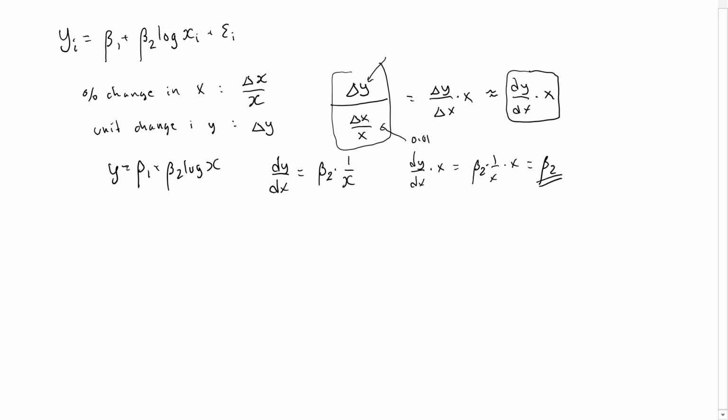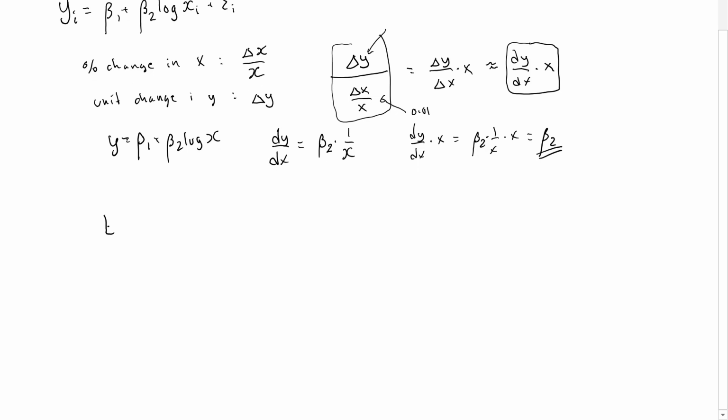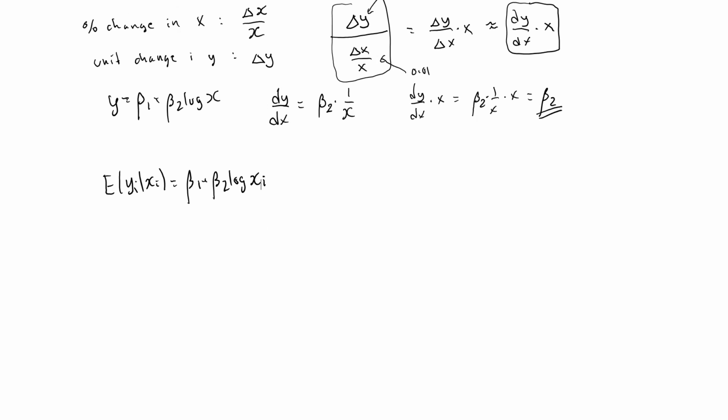In the linear regression model, we have the expected value of yi given xi is beta 1 plus beta 2 log of xi, at least if the x variable is exogenous. So that means that in this linear regression model, where we have logged our x variable, the partial of the expected value of y given x, partial x, multiplied by x, is beta 2.